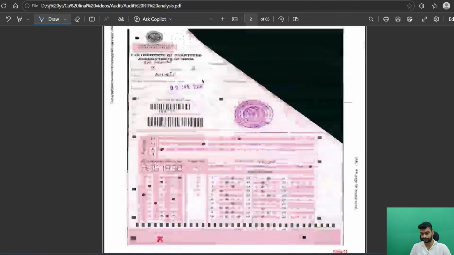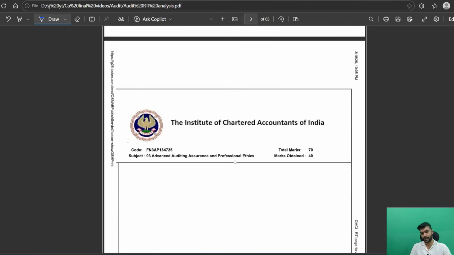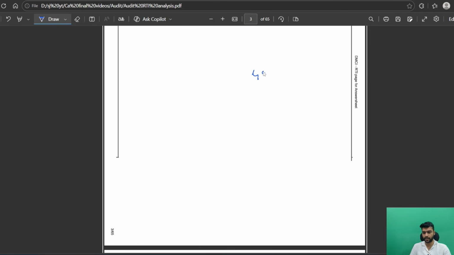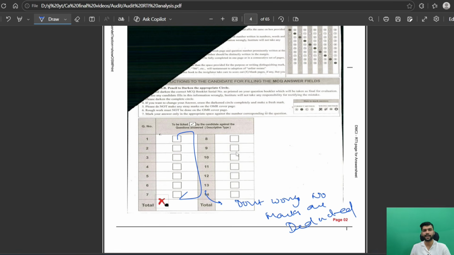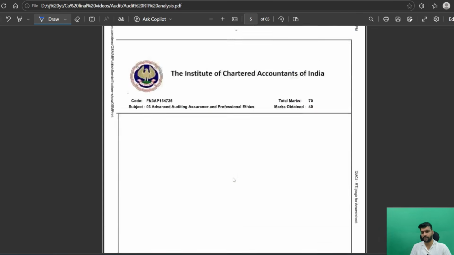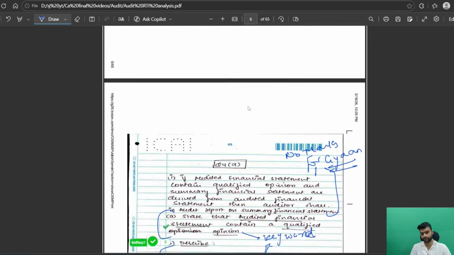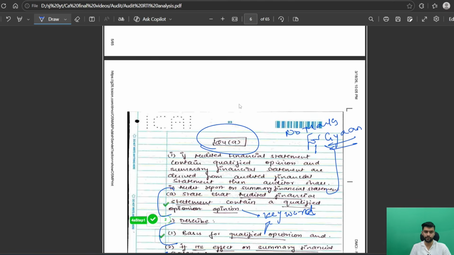Now coming to the main thing that starts from here: how did I get 40 out of 70 in audit? You might have analyzed your RTI paper and you can relate to it. How did I get 40? Even if I would not have gotten 24 in MCQ, still I would have passed in audit. So first thing, you do not have to make tick marks here. Do not worry, they will not cut your marks. First question, question number 4.